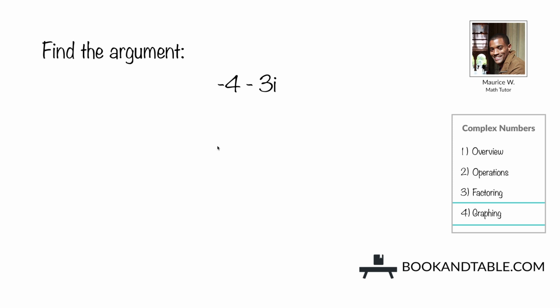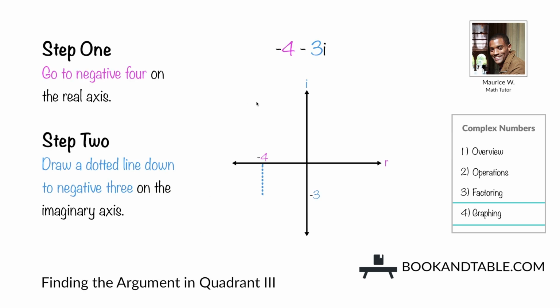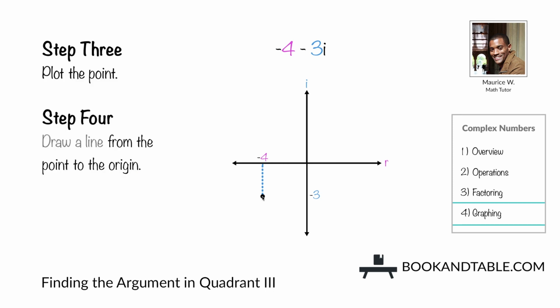So let's say we were asked to find the argument of negative 4 minus 3i. We're going to draw our right triangle. So step 1, go to negative 4 on the real axis. Step 2, draw a dotted line down to negative 3 on the imaginary axis, and then plot the point. The fourth step, draw a line from the point to the origin. The angle closest to the origin is our alpha angle.